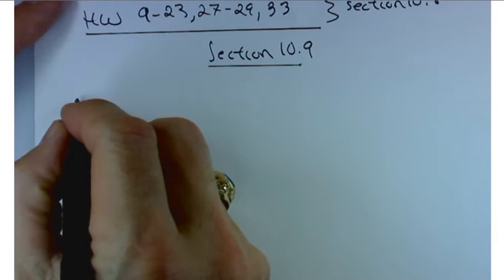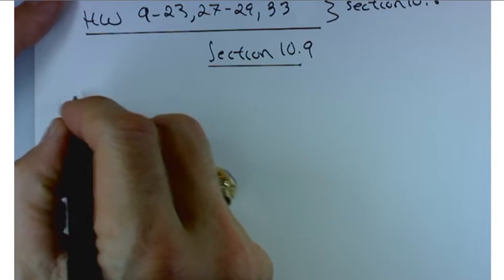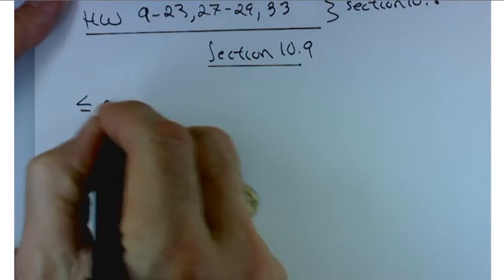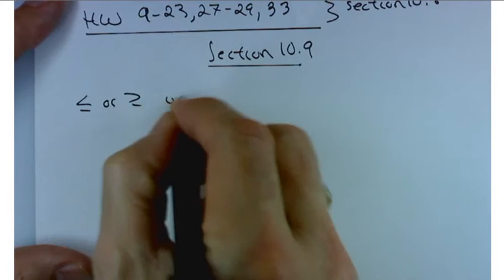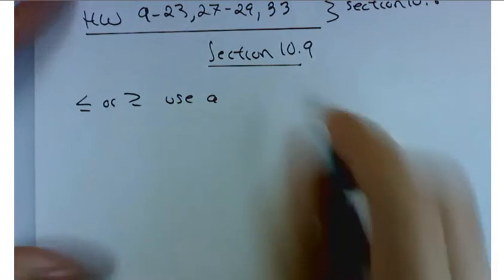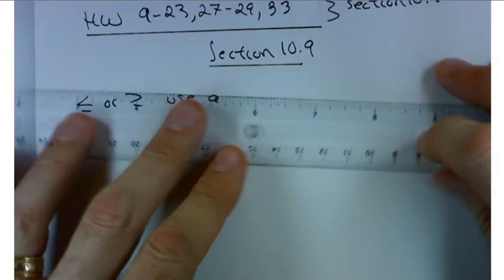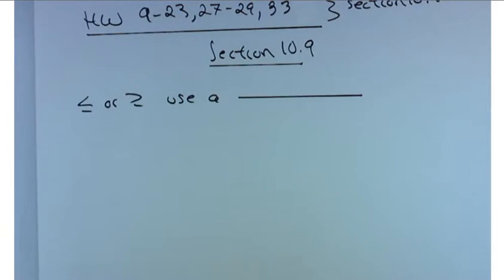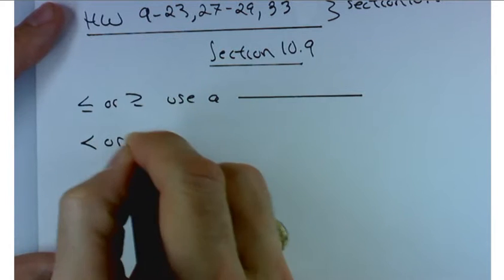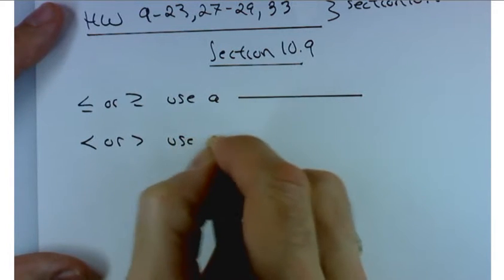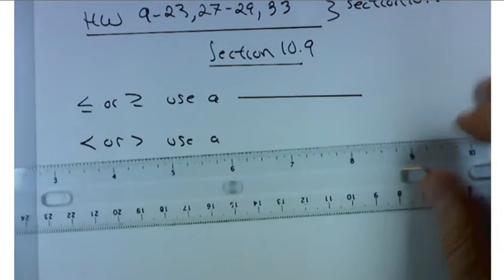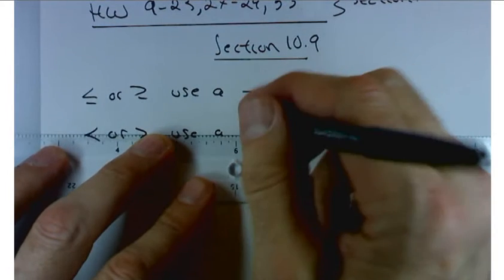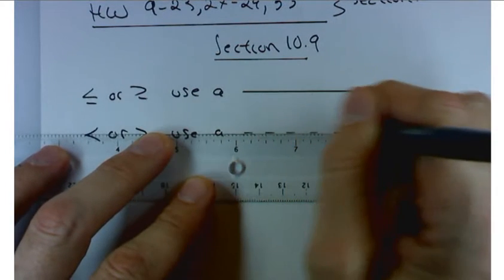And what I want you to keep in mind is this. If you have less than or equal to or greater than or equal to, use a solid line to draw your graph. If you have a less than or greater than, you're going to use a dashed line to draw your graph. So that's what we're going to start out with, drawing the corresponding equation.